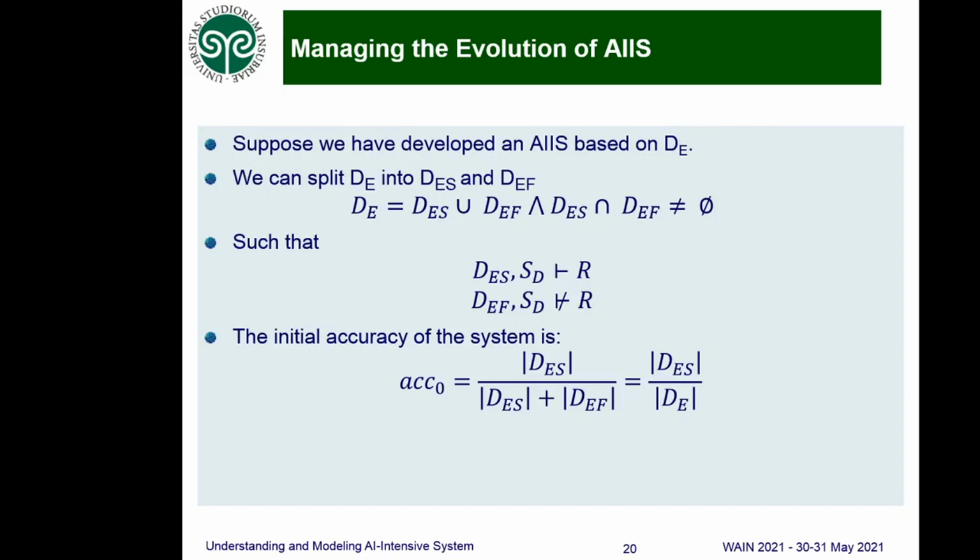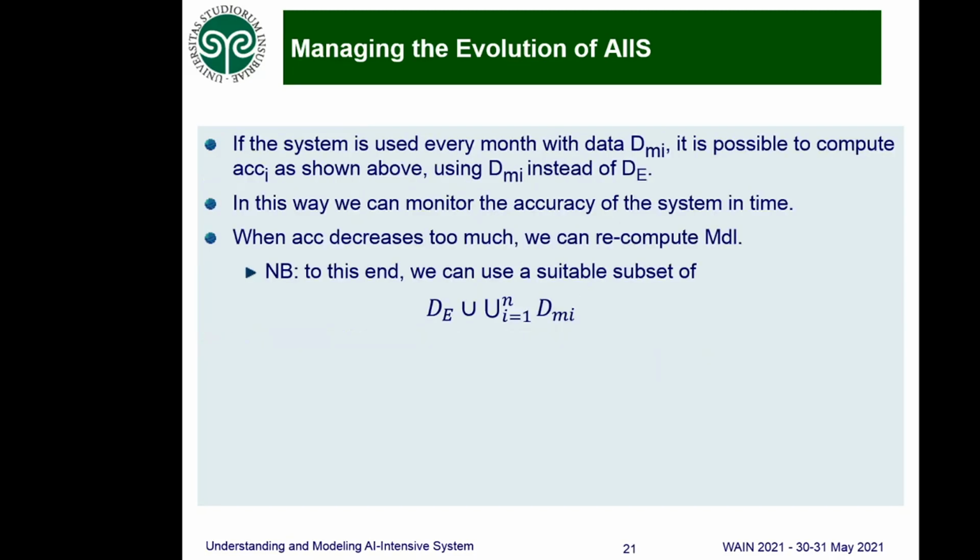We can split DE into the data that are correctly handled, thus satisfying requirement R, and the data that are incorrectly handled. In this way, we can compute the accuracy of the system as we did earlier considering the dtot. Later on, we can compute accuracy on a regular basis, for instance every month, considering the performance of the system with the data handled in the considered month.